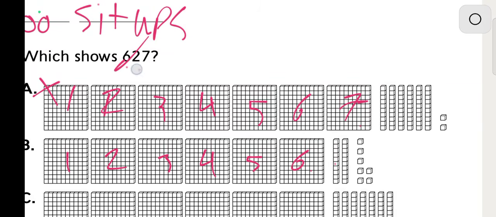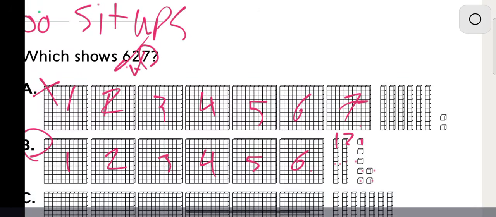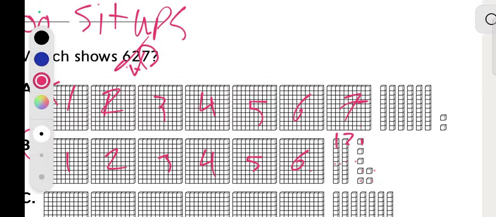What about tens? We have 2 tens, 1 and 2. Do you have 2 tens? Yes, true. But we have 7 ones. Is this 7? 1, 2, 3, 4, 5, 6, 7. Yes, it's 7, so this is 627.